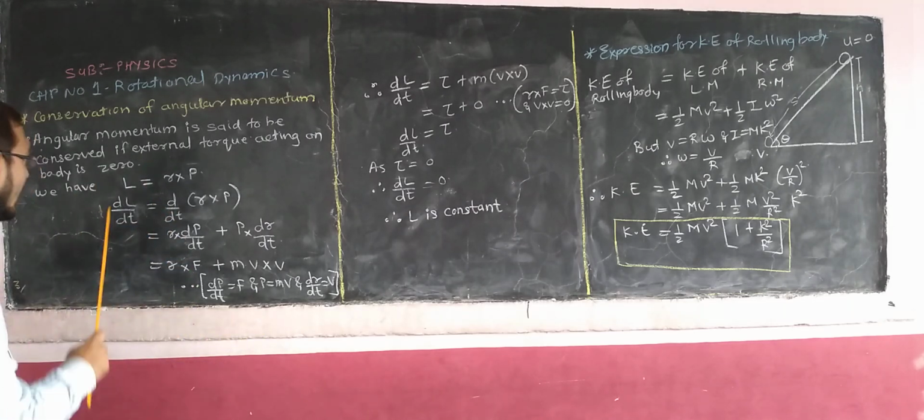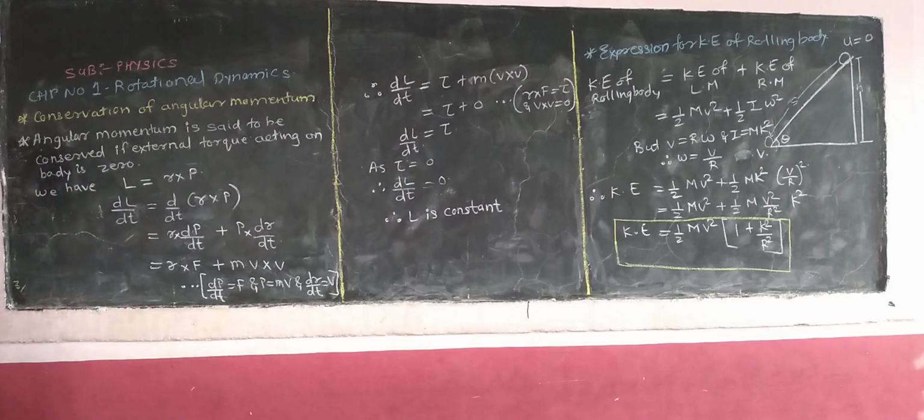So by definition of angular momentum, what is the definition? It is the vector product of radius vector and linear momentum. So L is equal to r cross p. I have written here L is equal to r cross p. Now differentiating this, that means taking the derivative of the above equation with respect to time, we get dL by dt is equal to d by dt of this product.